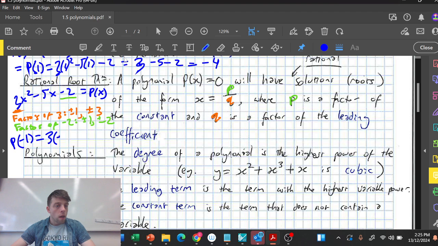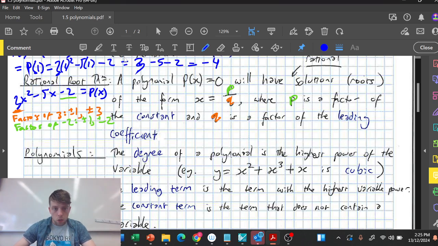So we'll go 3 times (-1) squared minus 5 times (-1) minus 2. Well, (-1) squared is just equal to 1. So this is 3. Double negative makes plus 5, minus 2. So this is now 8 minus 2. That's equal to 6. That is not equal to 0. What does that tell us? Well, that tells us that -1 is not a factor of this particular polynomial. So I guess it's back to the drawing board on that one.